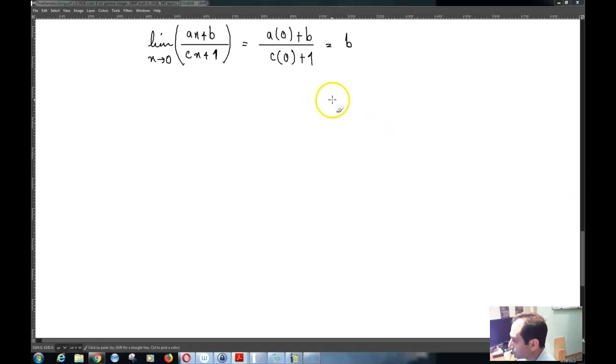Number 10. Number 10, you have the limit of z cubed minus 1 over z raised to the power 1/6 minus 1 as z tends to 1.